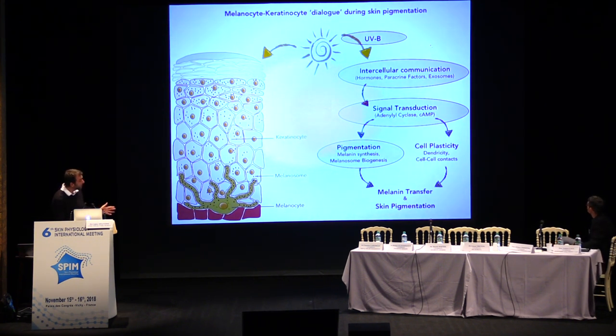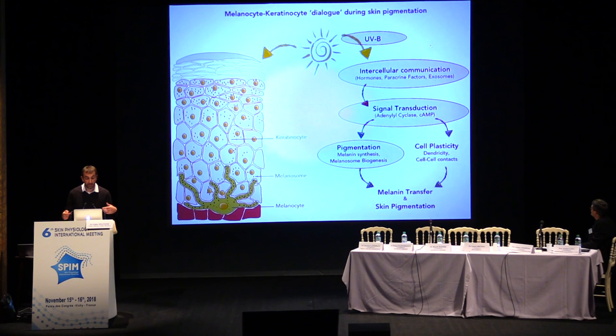So we are here. Caveolae can be somehow controlled by the keratinocyte and by stimulation of the melanocyte. And caveolae can also control signal transduction pathways like cyclic AMP production and pigmentation. So the obvious question for us is to test whether caveolae might also have a role in cell plasticity.